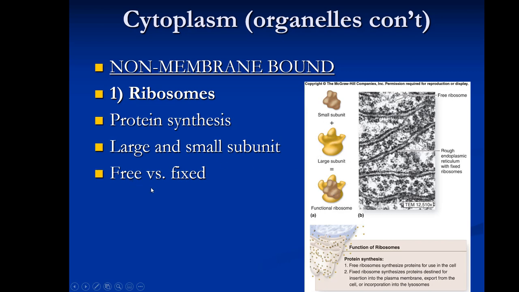There's two different places they can be found. They can either be fixed, like when they're stuck to the rough ER, or they can be free, which just means they're floating around the cells. The fixed ribosomes synthesize proteins that go to the Golgi apparatus, and then, like we said earlier, are either inserted into the plasma membrane, exported from the cell, or go into lysosomes. The free ribosomes synthesize proteins that are going to be used within the cell. So those proteins just stay within the cell, within the cytoplasm of the cell.